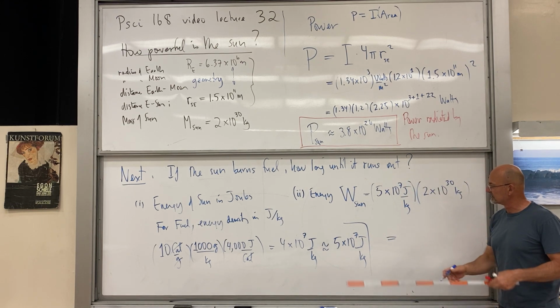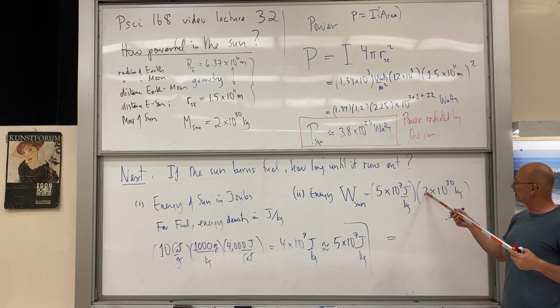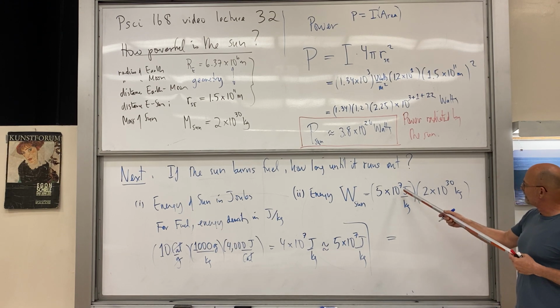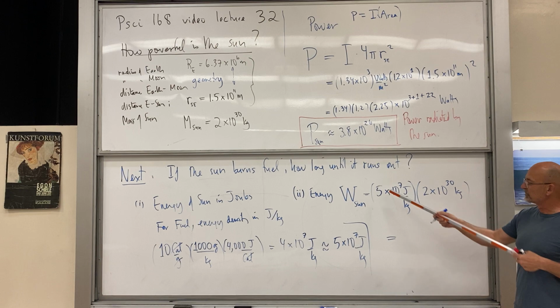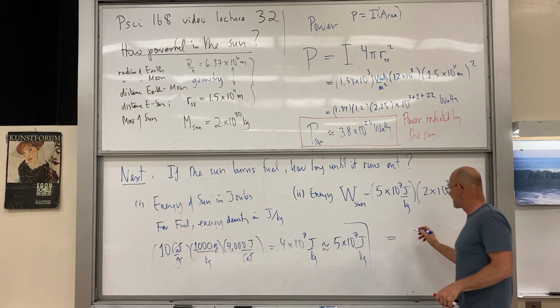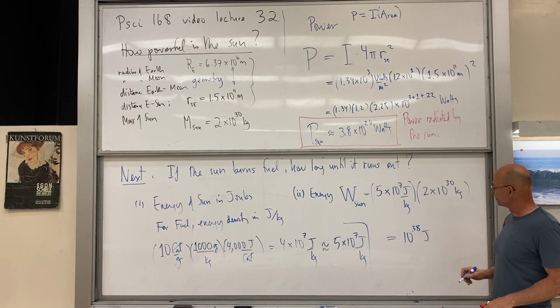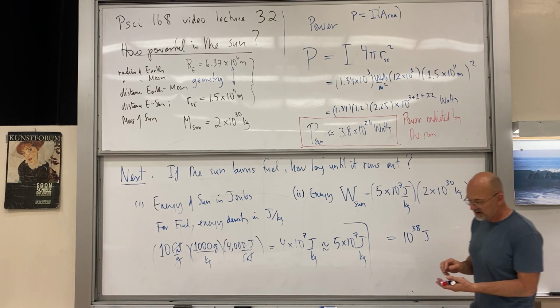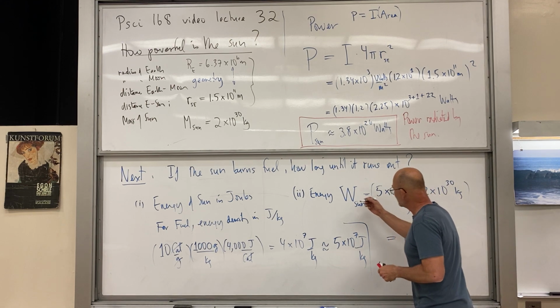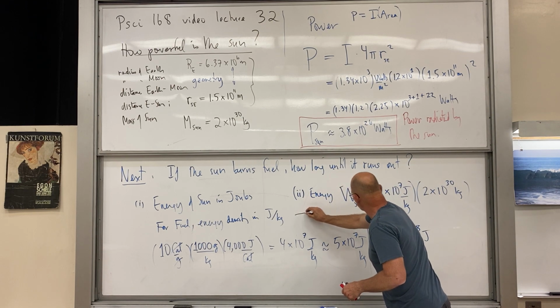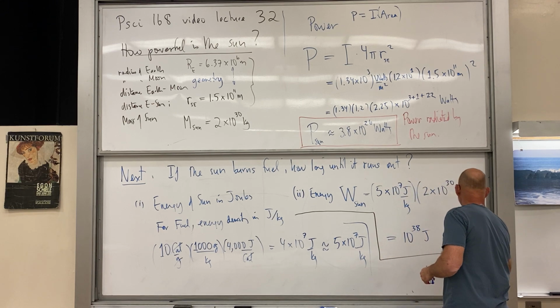So you see, that's why I chose that number there. So 5 times 2 is 10, that's 1 more power of 10. So I can just add them up. 30 plus 7 plus 1 is 38. So that gives me 10 to the 38 joules. So that's the energy in the sun if it were made up of fuel. Let's go ahead and make sure we hold on to that.